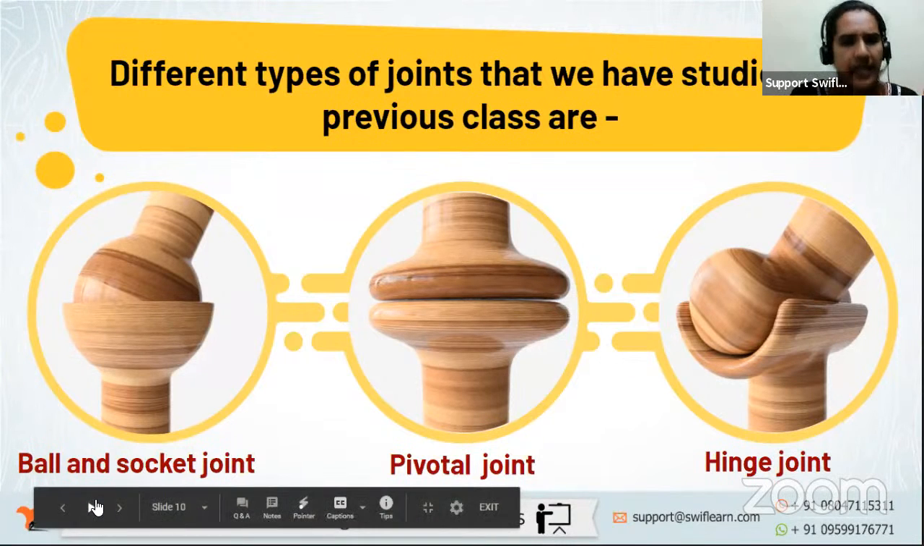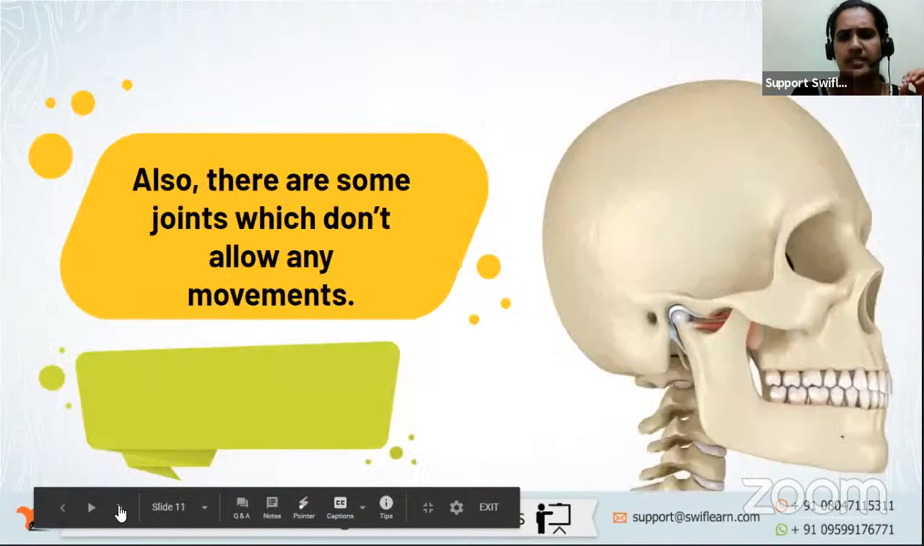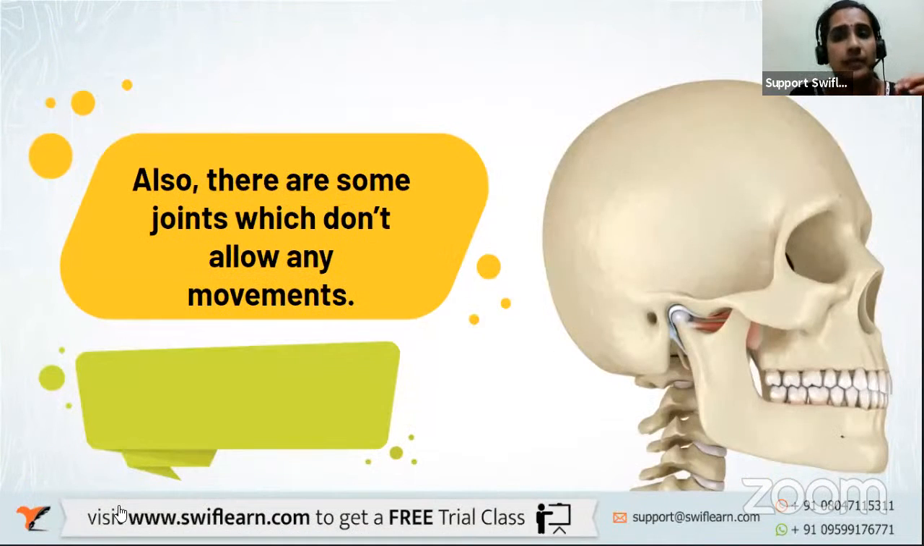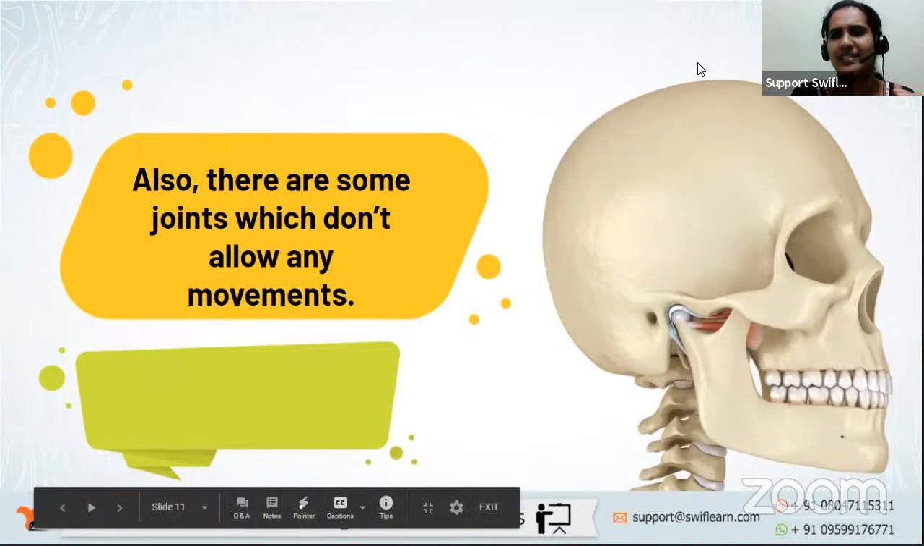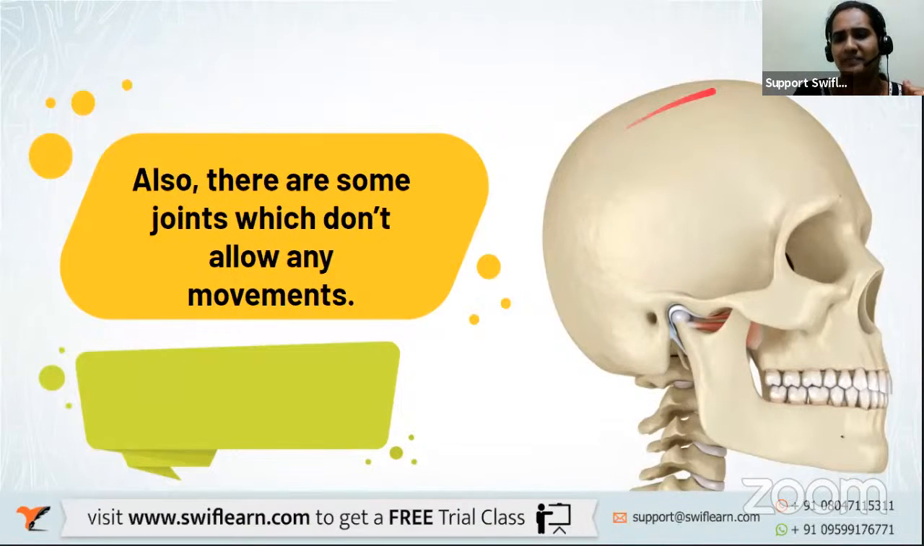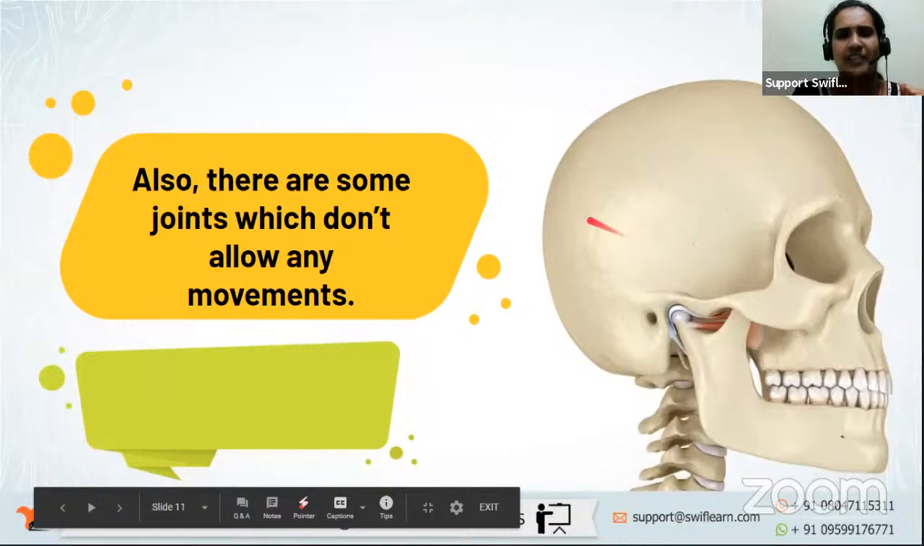So we studied that. But there are some joints which we are not able to move, or joints which don't allow any movement. There will not be any movement there. Can you guess which one that is? Yes, somewhere at the head region. You will understand by this figure itself. Somewhere here. Yes. So the head region.